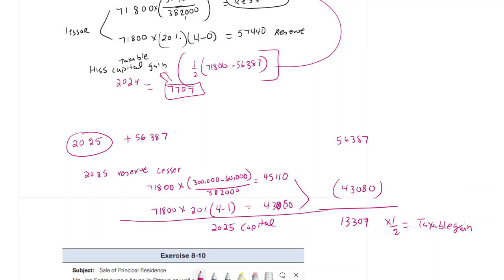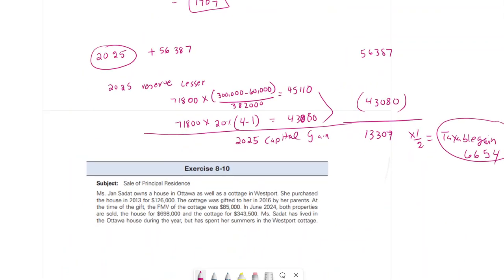So this is my capital gain. We only pay taxes on the taxable. Half of that will be 6654, which is the amount that we will be paying taxes on.